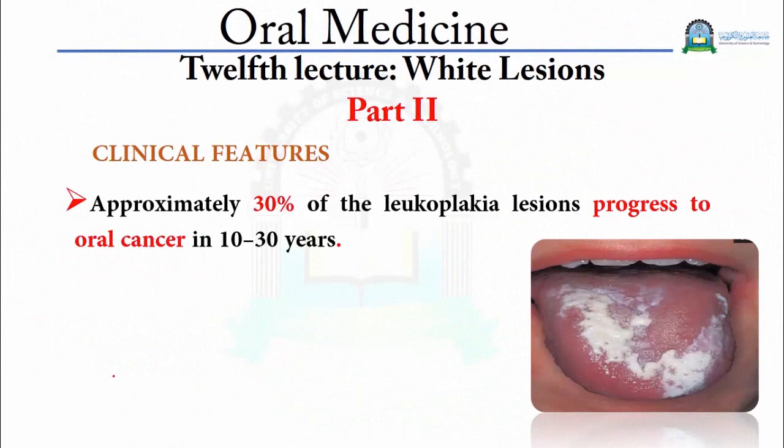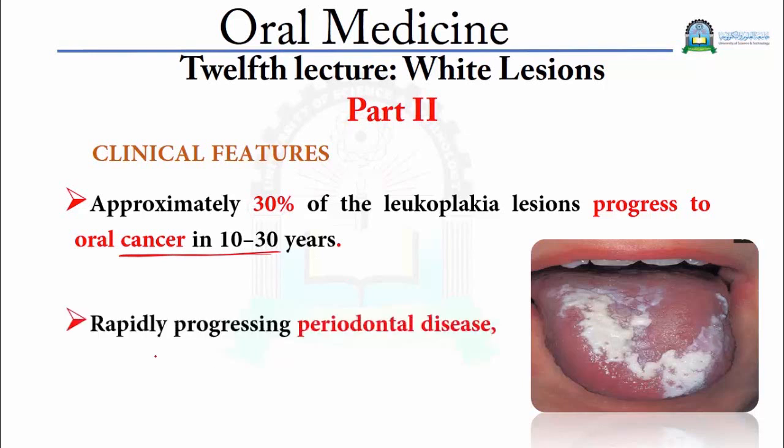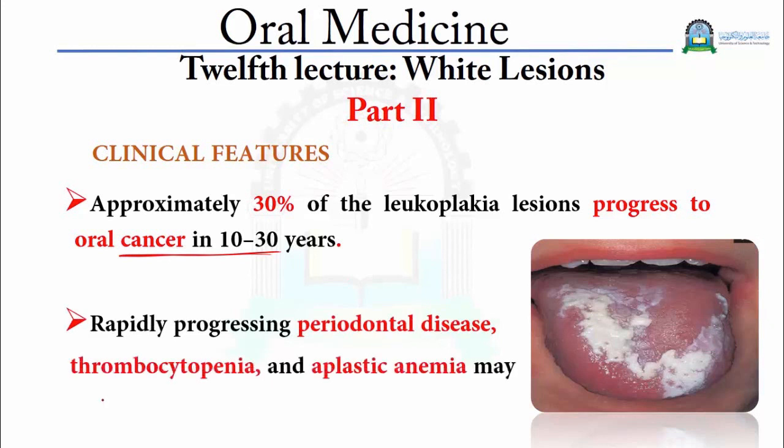Approximately 30% of the leukoplakial lesions progress to oral cancer. So as we mentioned before, it is associated with malignant transformation, rapidly progressing periodontal disease, and thrombocytopenia. Aplastic anemia may also be associated with dyskeratosis congenita. This is the clinical appearance of dyskeratosis congenita.